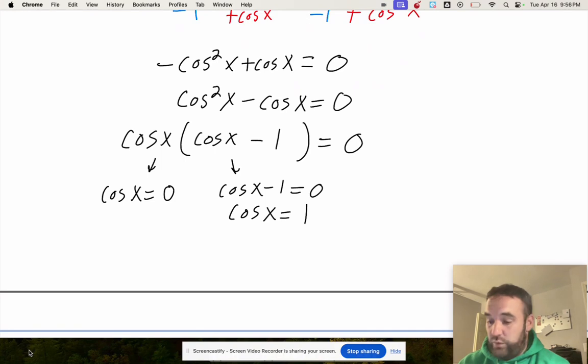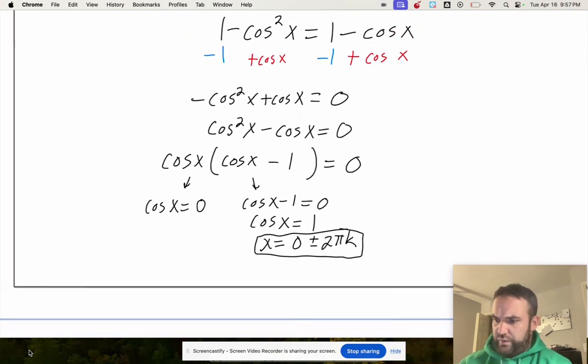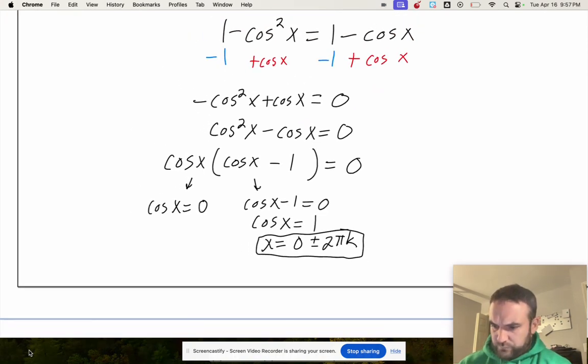Cosine is only equal to positive 1 at 0 and then at 2 pi and so on. So I'm just going to say 0 plus or minus 2 pi k. Again, you could just put plus or minus 2 pi k. That 0 doesn't really effectively do much, but I like to put it there just to show the angle that we're coming from. And then where's cosine 0? We already saw that. That is actually equal to 0 at pi over 2 and 3 pi over 2 and 5 pi over 2. So I'm just going to put plus or minus pi times k.